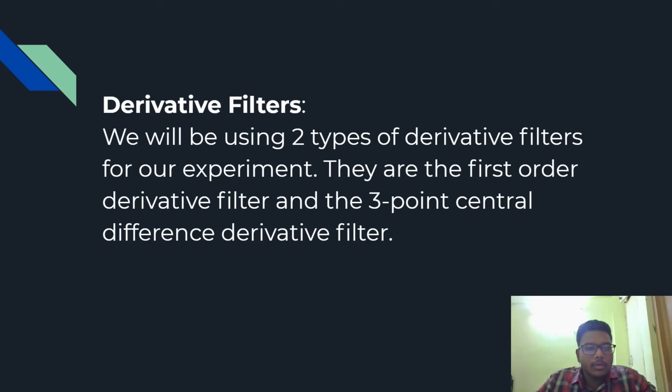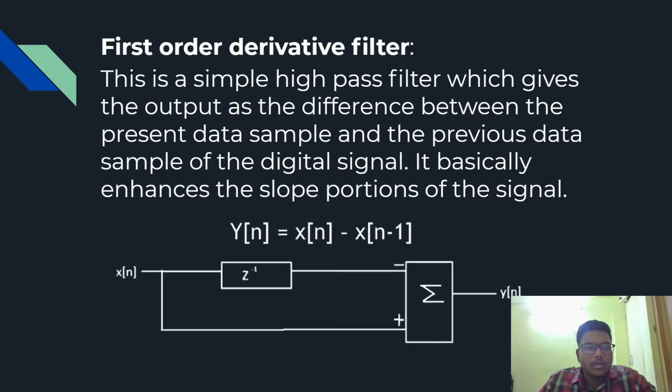And coming to the derivative filter, we will be using two types of derivative filters for our experiment. They are the first order derivative filter and the 3-point central difference derivative filter. Coming to the first order derivative filter, this is a simple high pass filter which gives the output as the difference between the present data sample and the previous data sample of the digital signal. It basically enhances the slow portions of the signal.